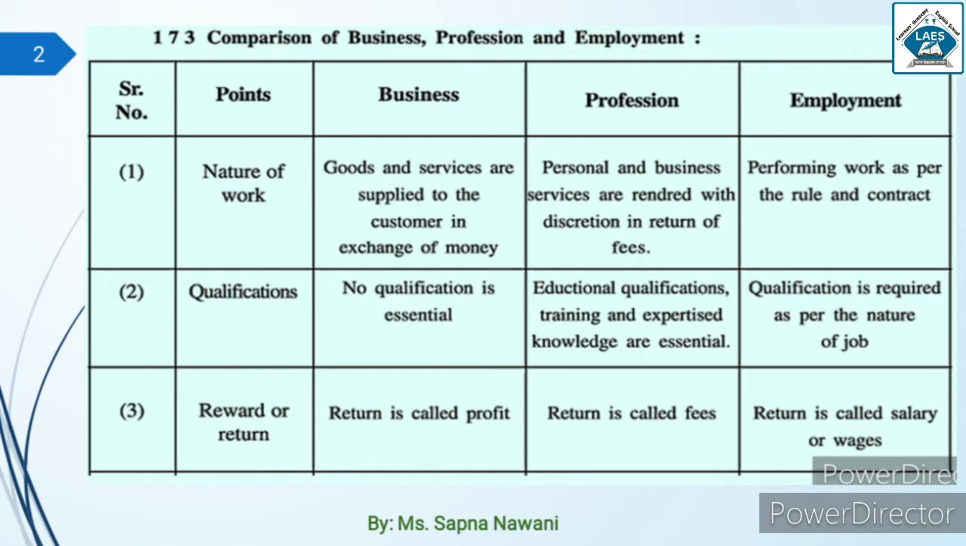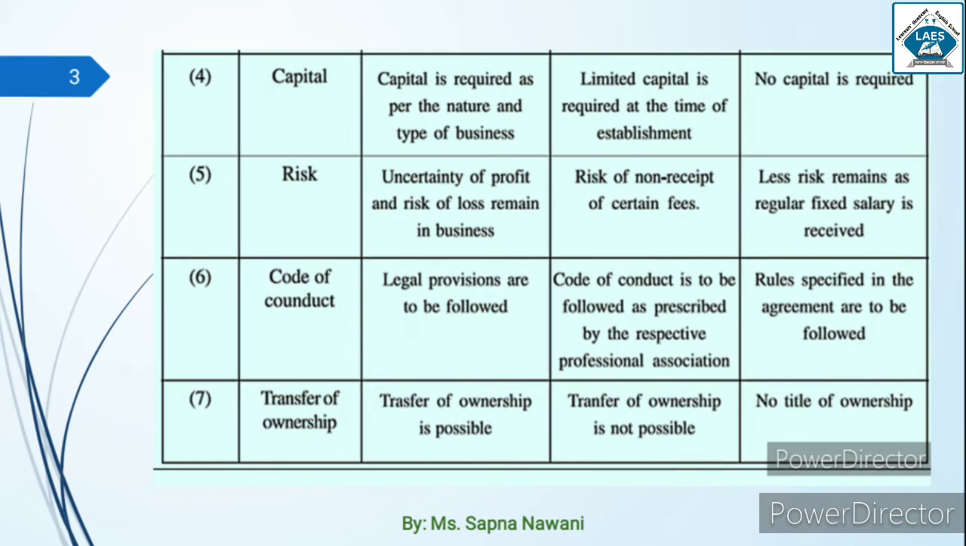When business activities are performed, the reward earned in return is known as profit. When professional activities are performed, the reward earned in return is known as fees. When employment activities are performed by the employee, the amount of money she earns in return is known as salary or wages. Fourth point, capital.